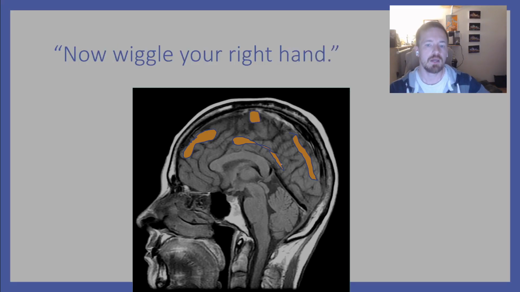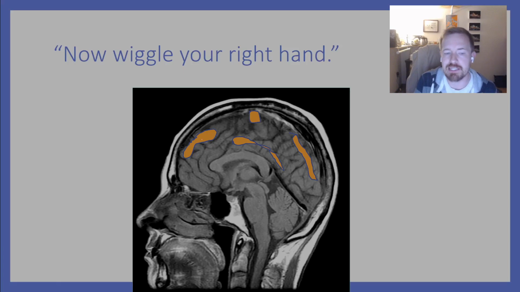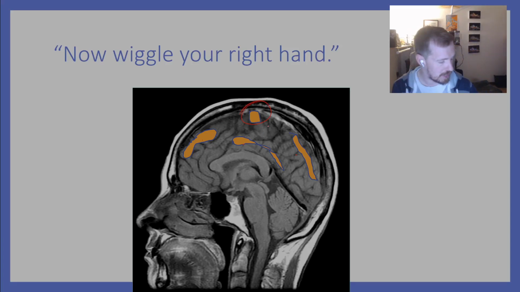Cool. Now, the next instruction is, I may say, I want you to wiggle your right hand, and now I'm going to measure what's going on in the brain. So again, we see these same three areas that are active, just like before, but now we have a new area, this area right here. Now we might suspect, okay, it looks like this area of the brain must be responsible for hand movement, but we can't actually be 100% certain.